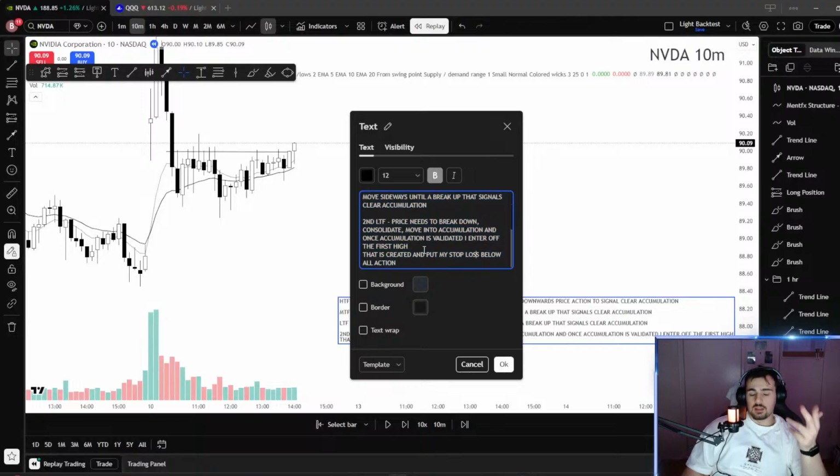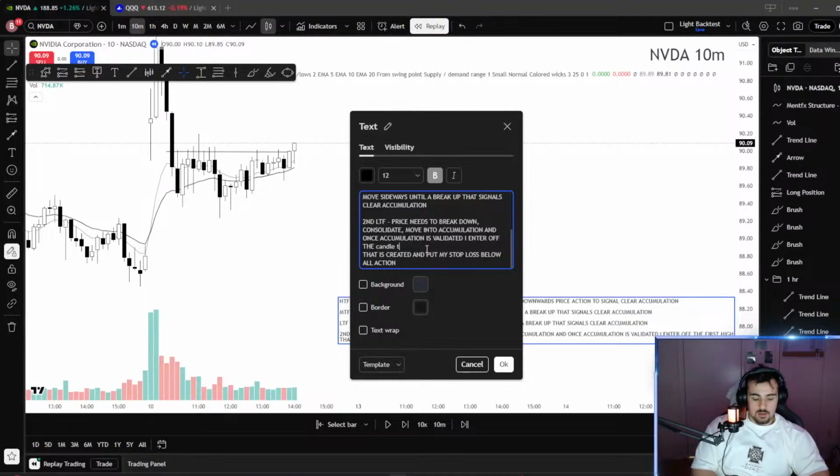This is the system I knew I wanted to test before I actually even created this live YouTube video. This is actually my other system. I got the entry confused. So I enter, price needs to break down, consolidate, move into accumulation. And I enter once accumulation is validated. I enter off the break.